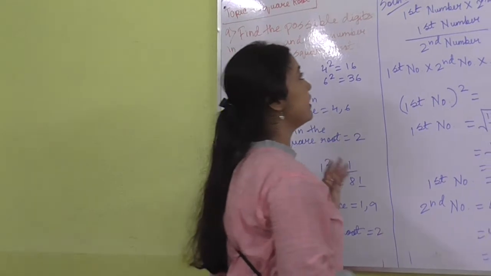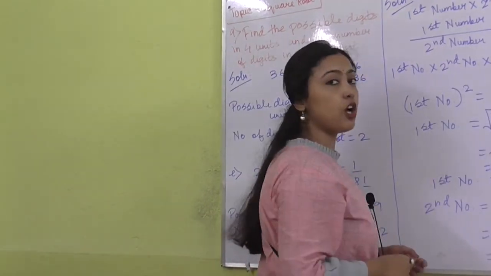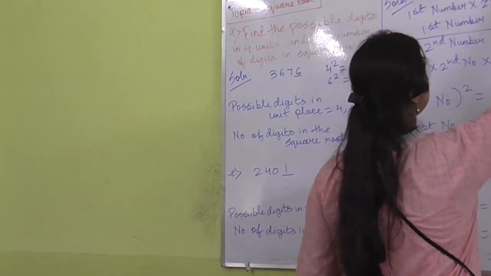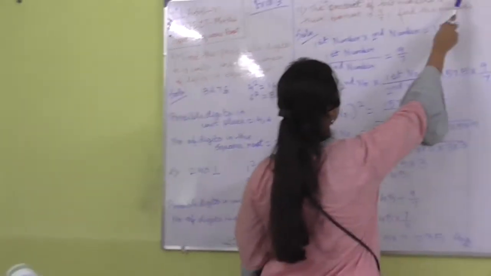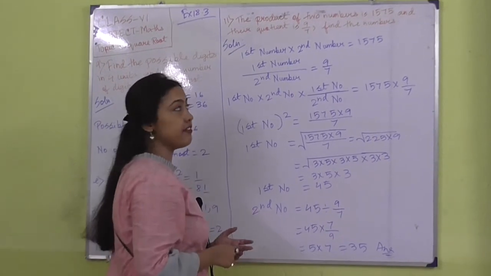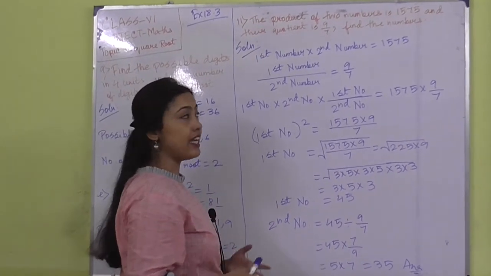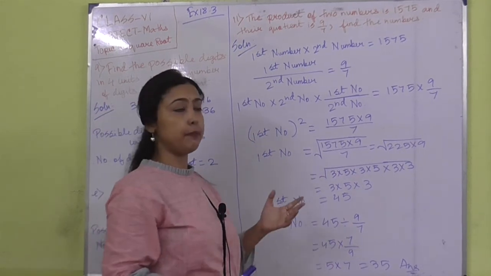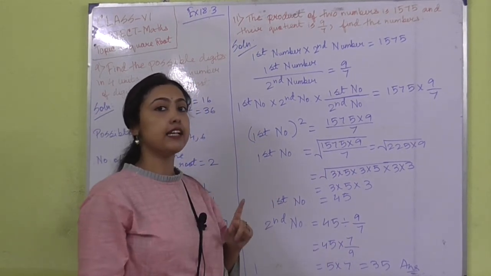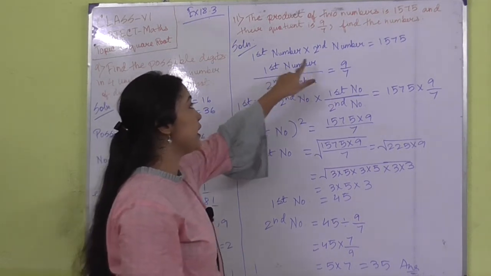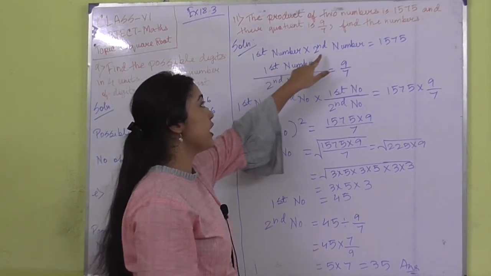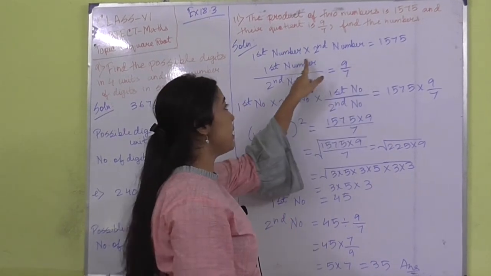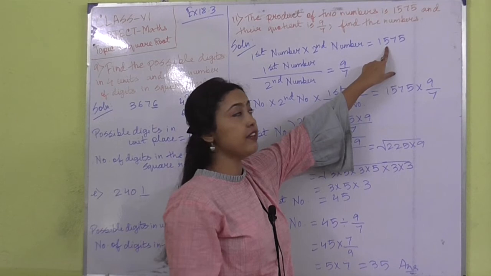Next problem is problem number 11 of exercise 18.3. The product of two numbers is 1575 and their quotient is 9 by 7. You have been told to find the numbers. If we take the first number and the second number, the first number into the second number is the product of the two numbers, which is given as 1575. So first number into second number is 1575.